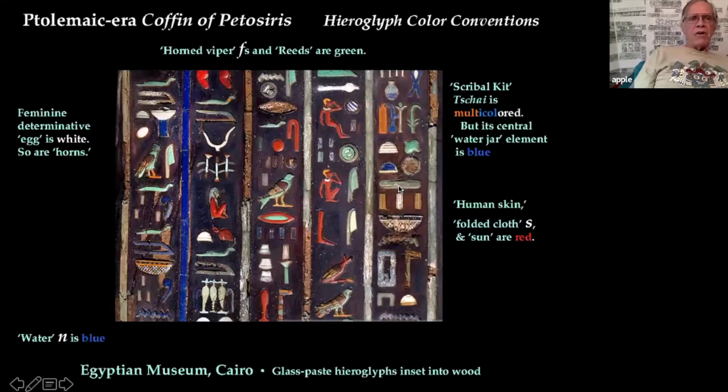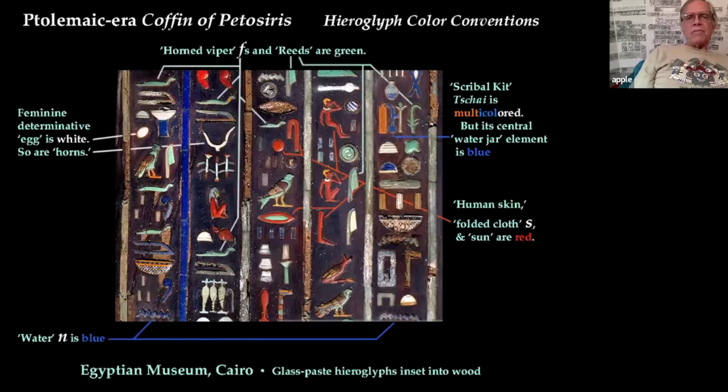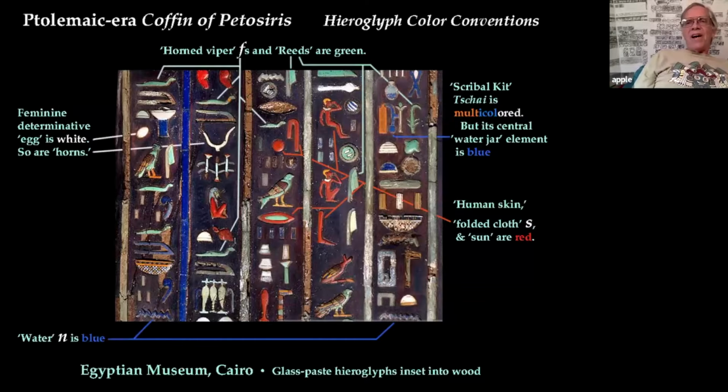Let's see, we have some color here. So human skin and the folded cloth and the sun are red. The scribal kit is multicolored. Where is it? Oh, this is a scribal kit.